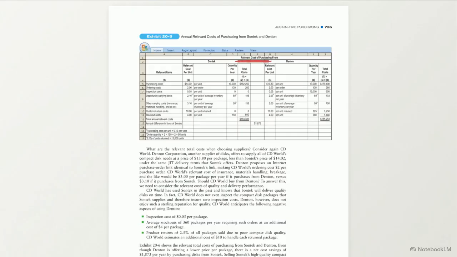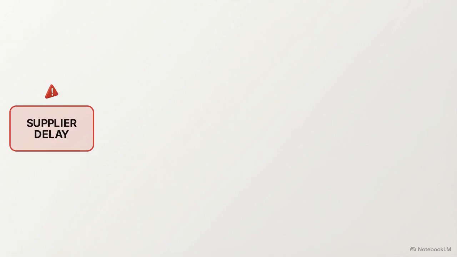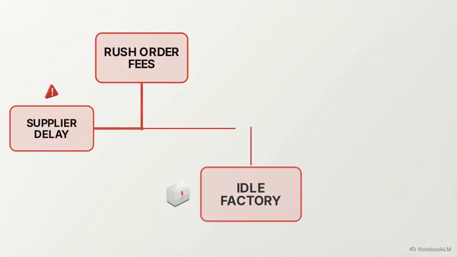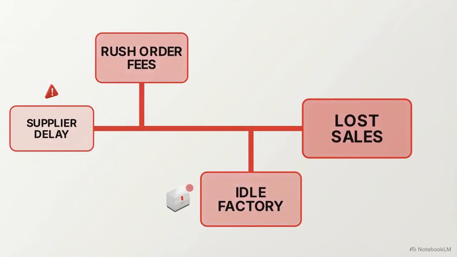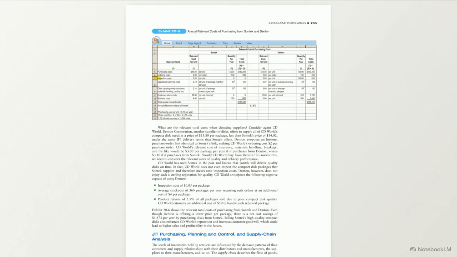This table shows the total relevant cost framework, which models the complete financial matrix of doing business with a supplier. We start with the base purchasing parameters for our 13,000 required units. Without safety stock to absorb shocks, any unreliability from a supplier triggers immediate compounding penalty costs that must be factored into the purchase. The first hidden penalty is inspection costs. Sontec has a perfect delivery history, requiring zero inspection. Denton's inconsistent quality forces CD World to inspect every package, adding an ongoing 5-cent per unit fee that totals $650.